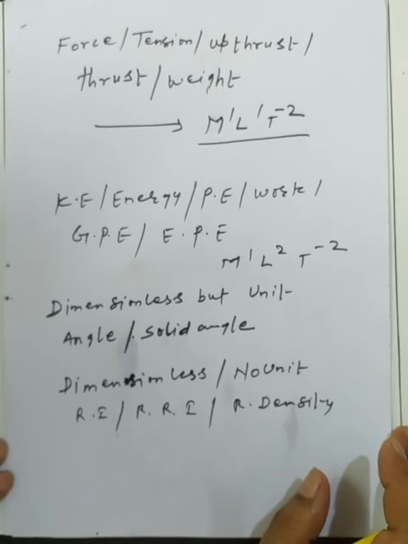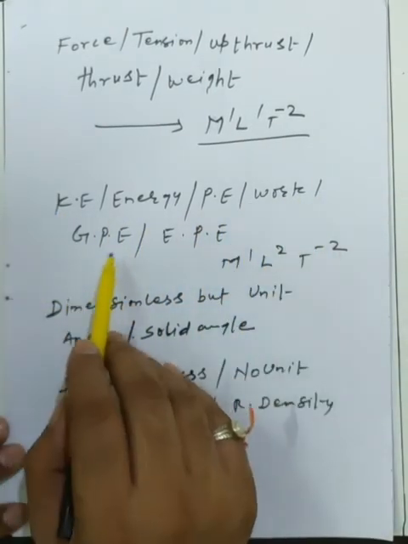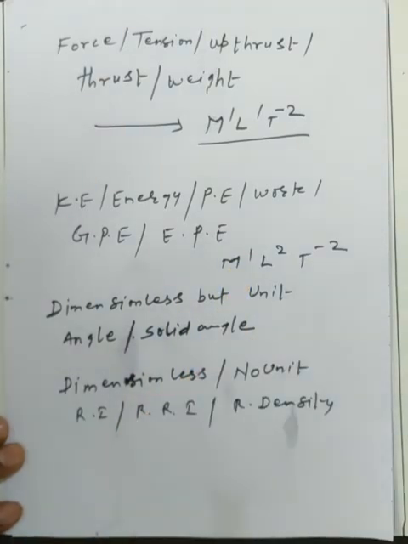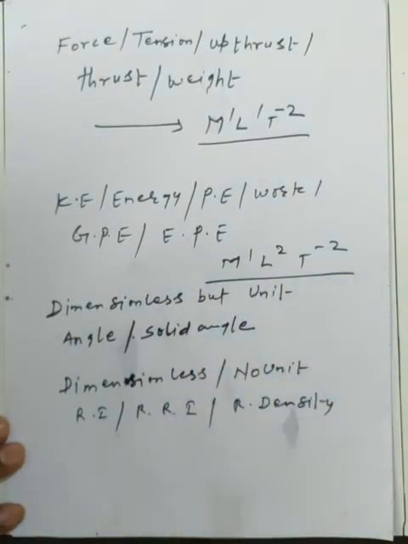Now next I have written kinetic energy, energy, potential energy, work, gravitational potential energy, electrostatic potential energy. So all these physical quantities have the same kind of dimension formula. It is one of the interesting things we have. Okay, so at a single time we are learning the dimension formula of so many quantities.